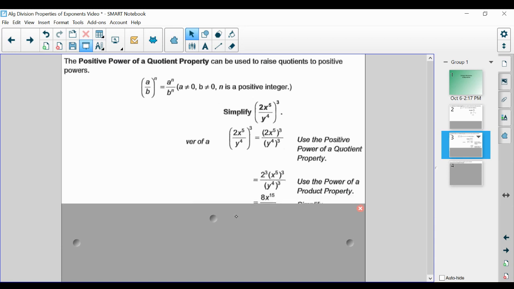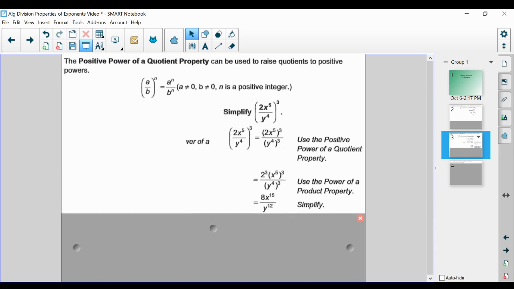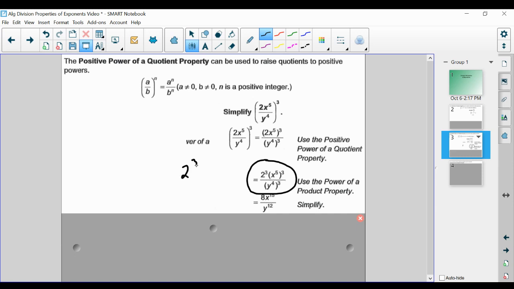2 to the third is 8. X to the fifth raised to the third is x to the 15th. Y to the fourth raised to the third is y to the 12th. You may be able to just send that 3 over and not have to use this step right in here. You may not need to do this step. You may just do it as 2 to the third, x to the 15th, y to the 12th.